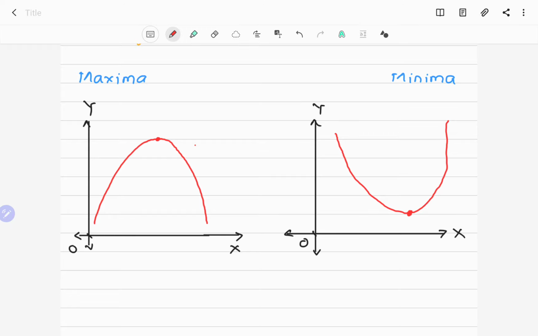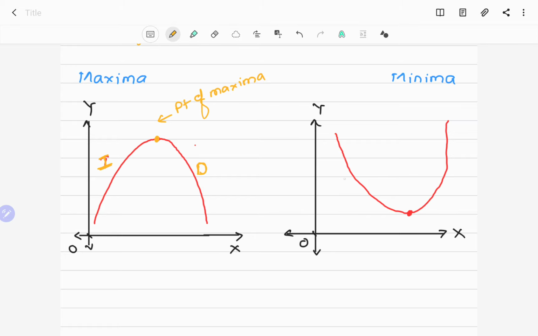So in the first graph, how does a maxima form? In the first section, the graph is increasing. Then this is a stationary point, or point of maxima, where the maximum value of the function occurs, and then the graph starts decreasing. So there are three sections of this curve: first it is increasing, then the point of maxima, and then it's a decreasing function.